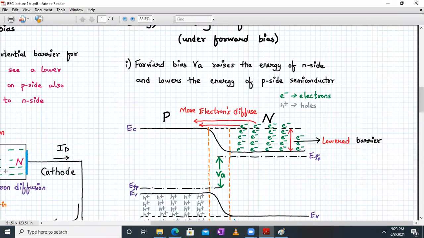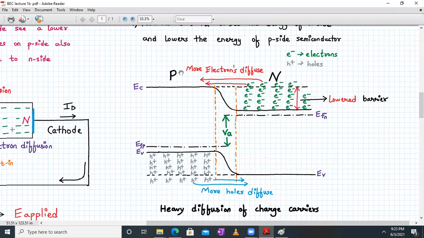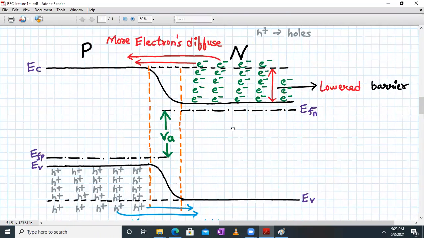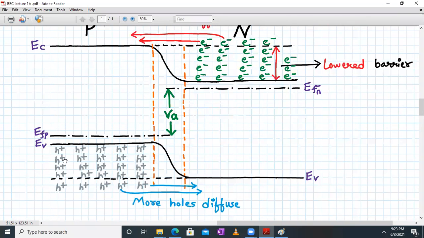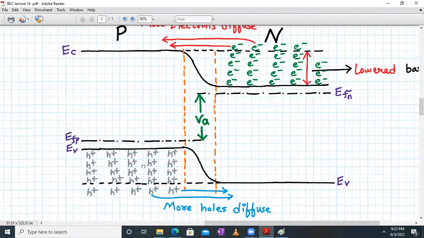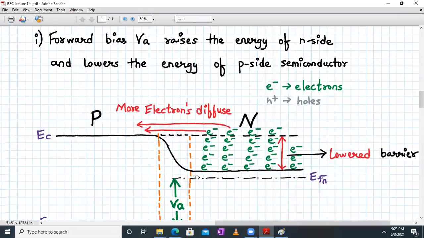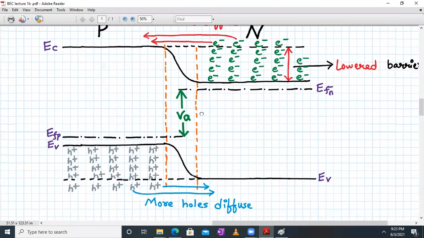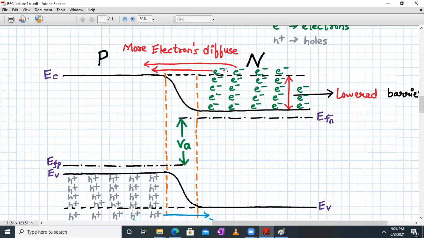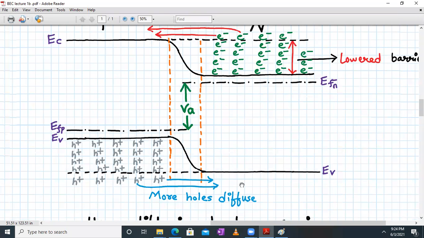Okay, so we have seen this before. The forward bias raises the energy of the n side and lowers the energy of the p side semiconductor, hence you have a lowered barrier. Now let's concentrate over here. So we see in the conduction band on the n side, there are a lot of electrons. Okay, and on the p side near the valence band, there are a lot of holes. Okay, so as we go on increasing the voltage VA, more and more of these electrons will be diffusing towards the p side, and more of these holes will diffuse towards the n side.